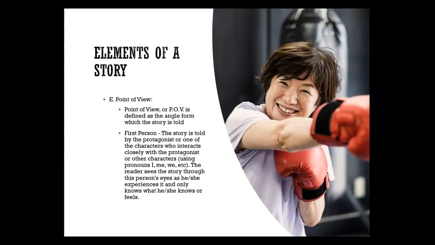But when we think about point of view, we also generally mean POV as the angle from which the story is told. The most common is first person. The story is told by the protagonist or one of the characters who interacts closely with the protagonist using the pronouns I, me, we. The reader sees through this person's eyes as he or she experiences it and knows what he or she knows and feels.